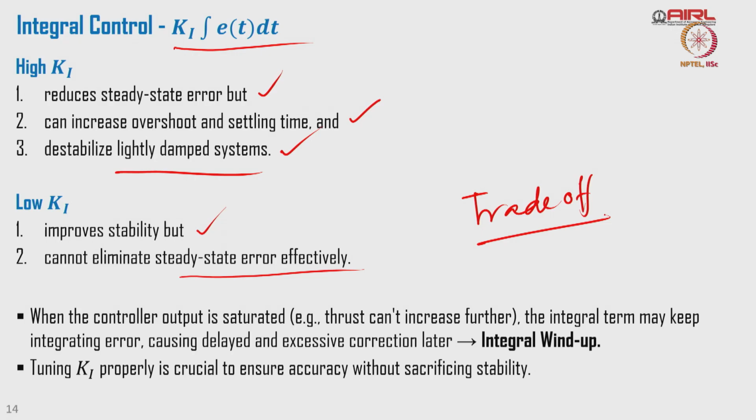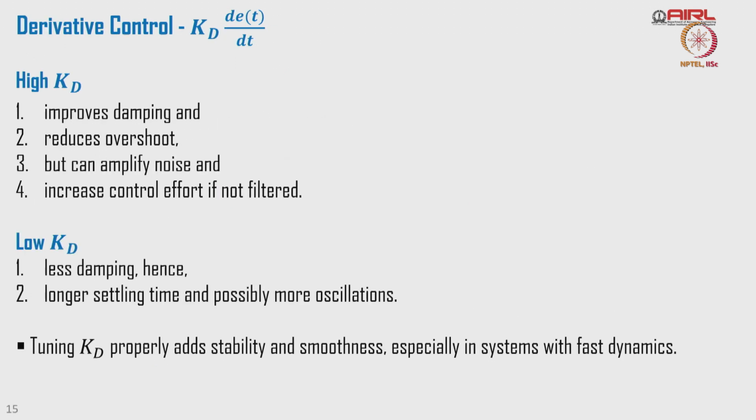Okay. For that, what is required is tuning, and also there is some concept of integral windup, which I covered in the lecture on PID. For that, some anti-windup controller concept can also be useful, but this is not in the scope of this particular lecture. Okay. Now, in derivative control, what is happening?